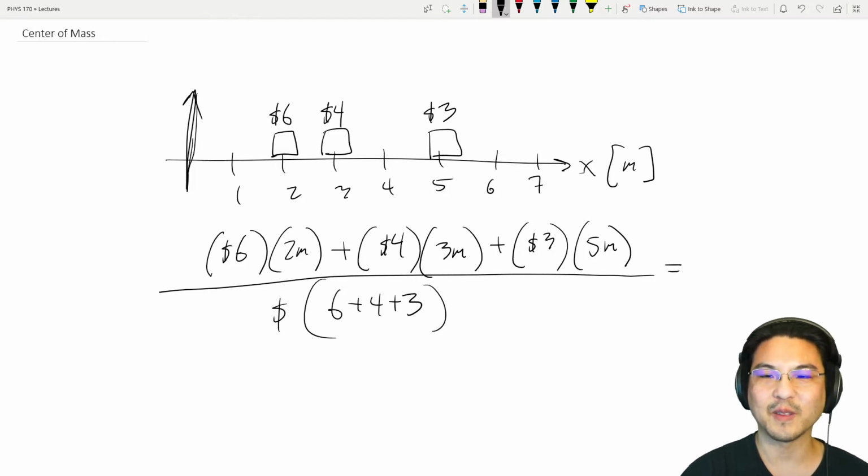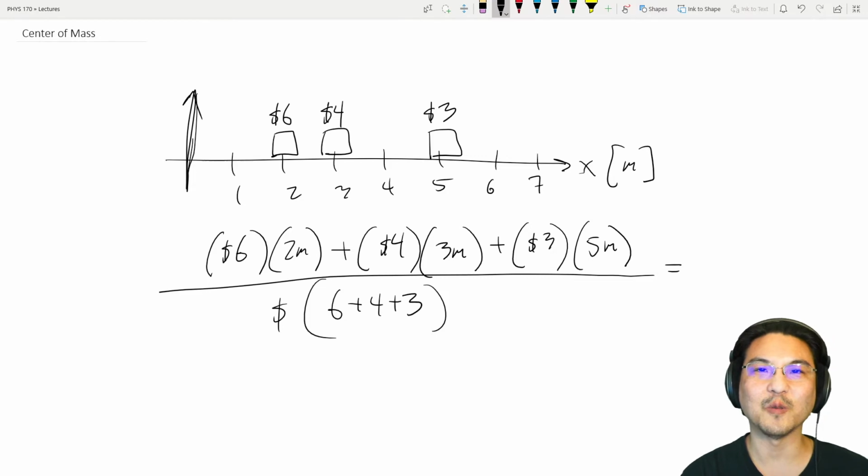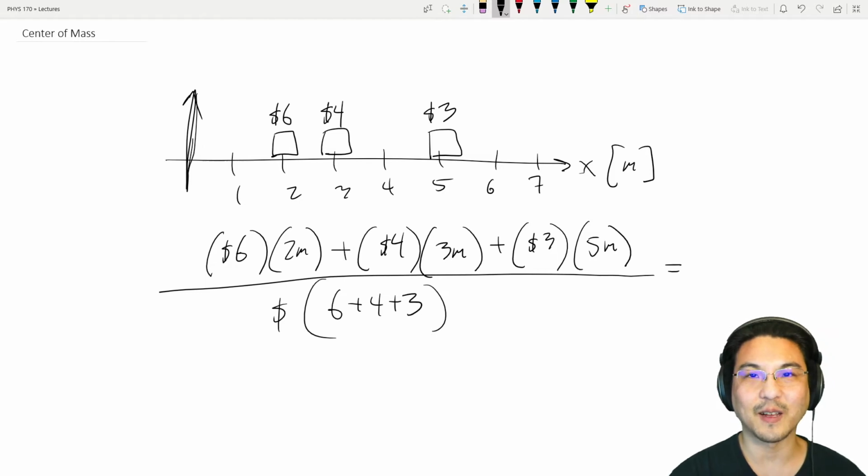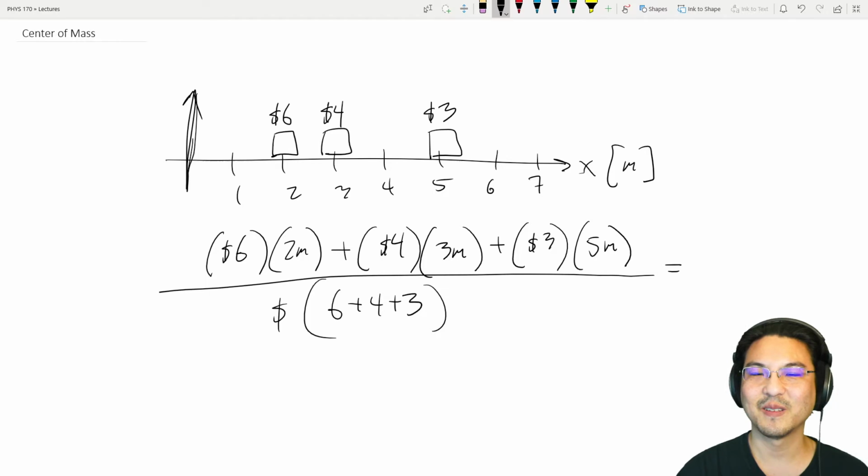If you run this computation, what are the units that you would get? The numerator is dollars times meters. The denominator is dollars. So your answer will be meters, which is the mean position of the 3 boxes, but weighted by its value in dollars. So it's a dollar weighted mean position.